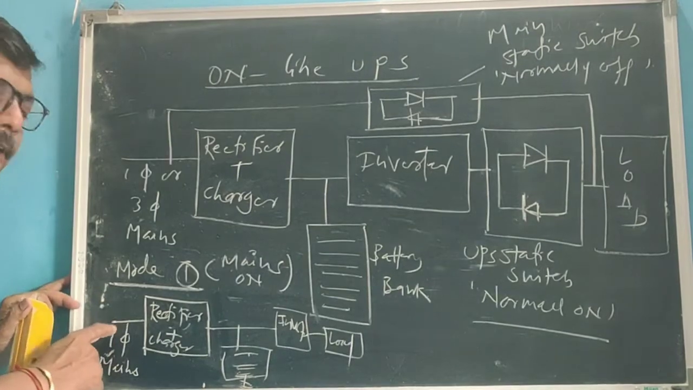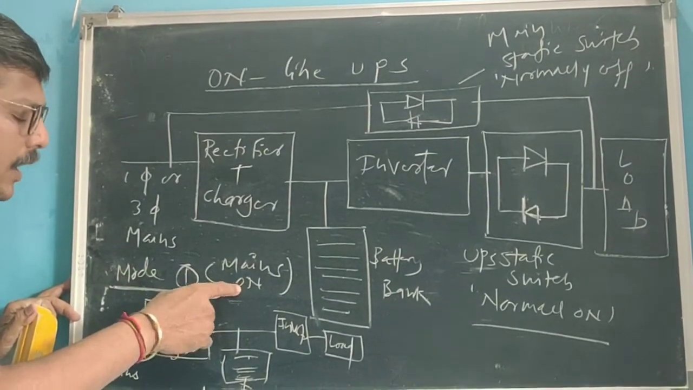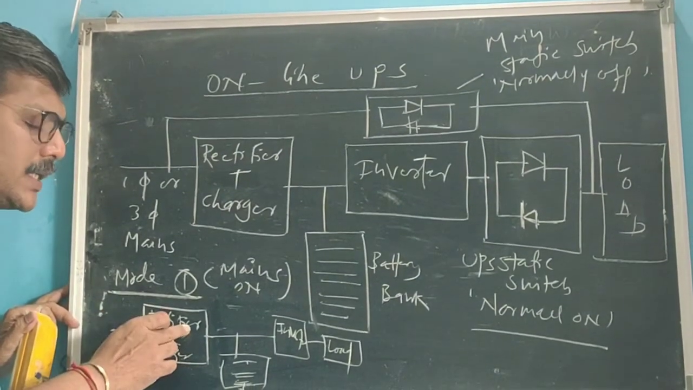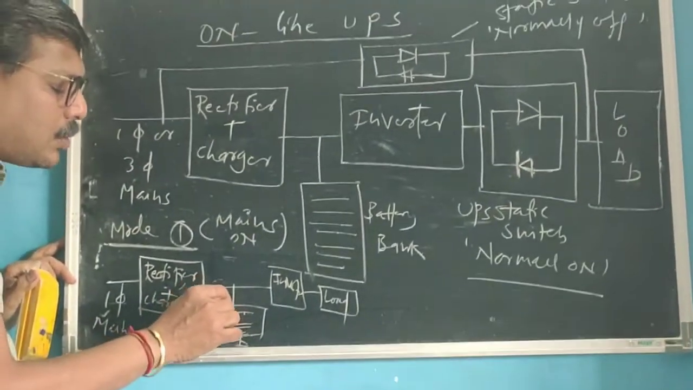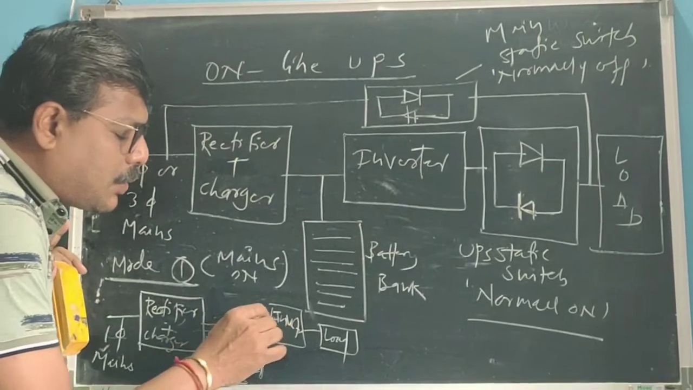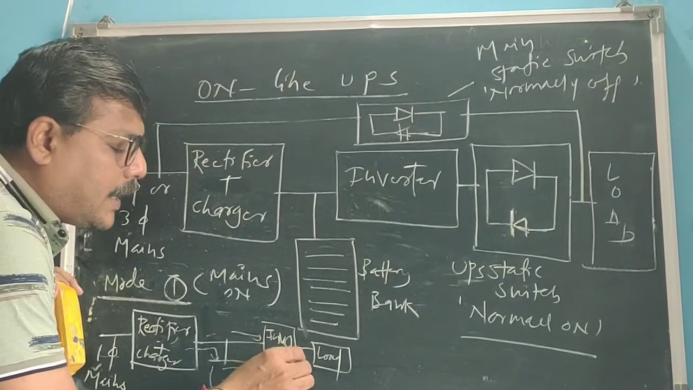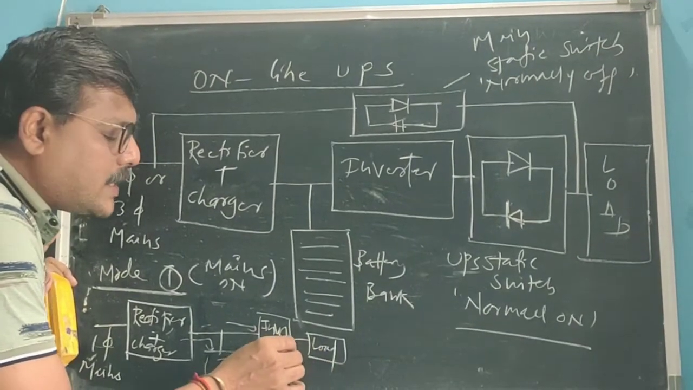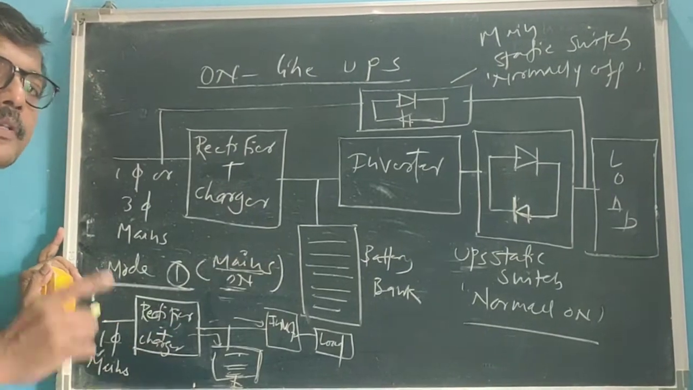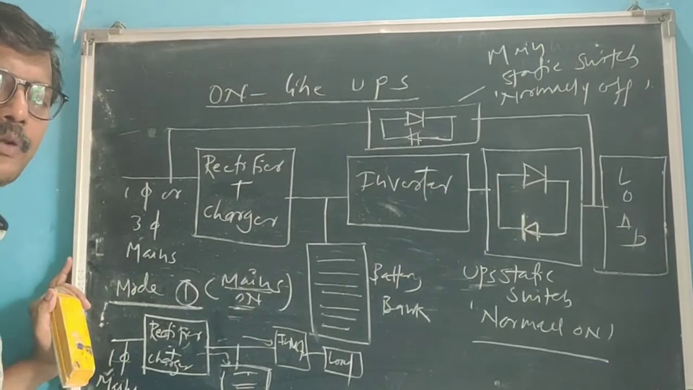So in this case, when the mains is present, when the mains is on, the one phase AC is given to the rectifier, which converts AC into rectified DC. Rectified DC is given to the battery, due to which the battery is charged, and the same DC is given to the inverter. The inverter converts DC to AC, and after that the AC is given to the load. So directly AC is given to the load in mode 1, when the power supply is present.